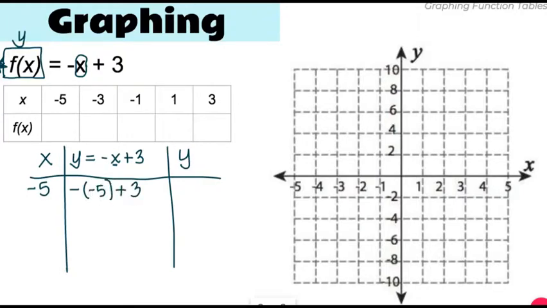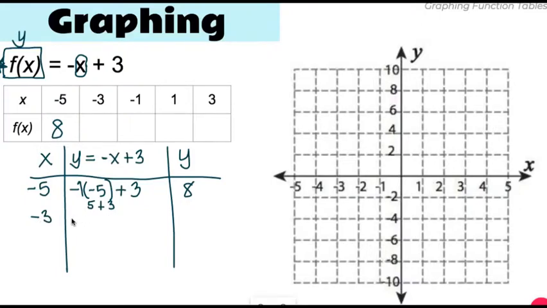Now this is the hardest it's going to get. Really won't get much harder than this today, so I wanted to include this in the example. But be careful with this negative sign. You can imagine it like -1x. -1 times -5. Be careful with the notation. If I have a negative times a negative, imagine this is -1. -1 times -5 is 5. 5 plus 3 is 8. So my y value will be 8.